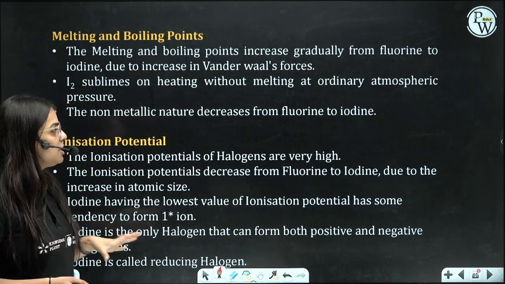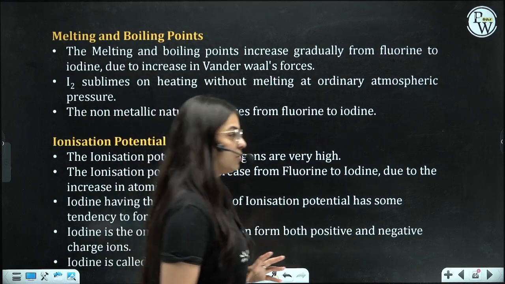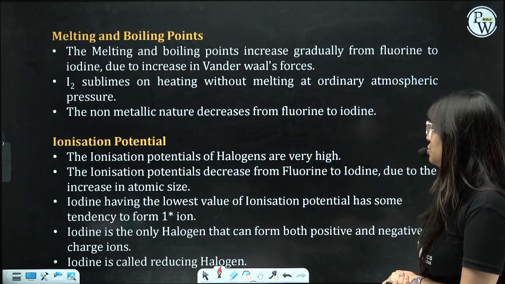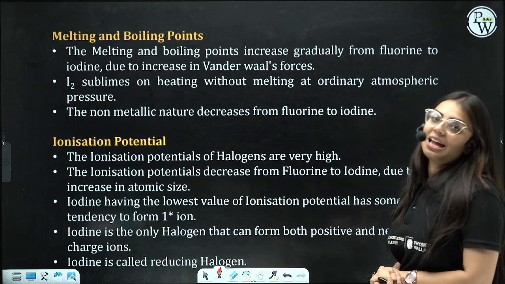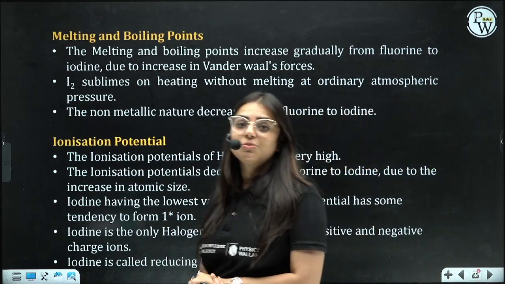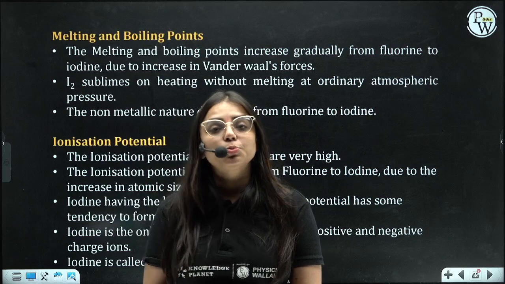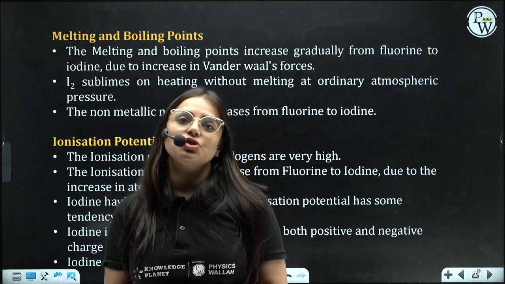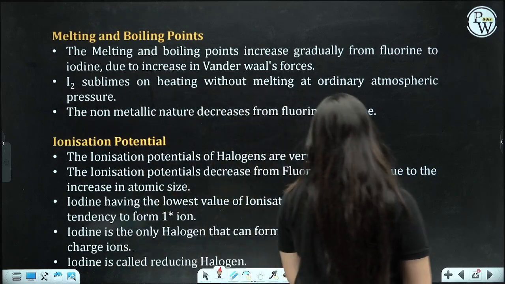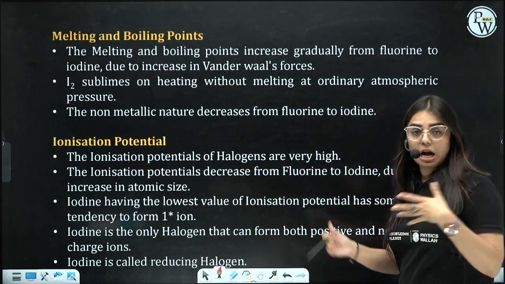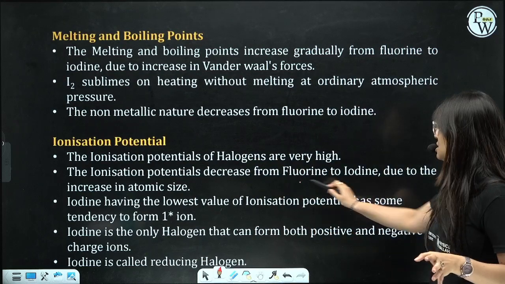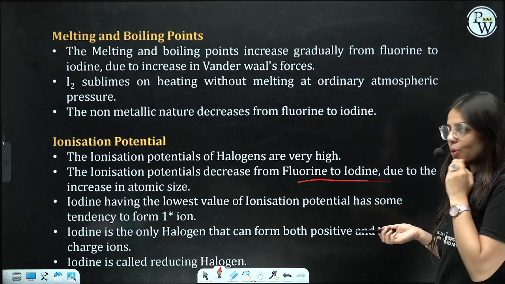Non-metallic nature is going to decrease over here. Do remember that metallic nature will increase. Ionization potential of halogens is very, very high. The ionization energy order is almost the same, because it is inversely proportional to the size. As you go down the group, size increases, so ionization energy will decrease. But compared with other elements, halogens have a higher one. It decreases from fluorine to chlorine because of increase in atomic size.